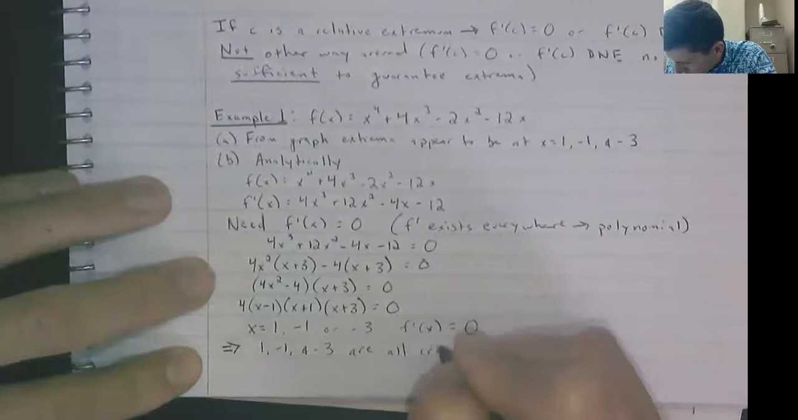Therefore, 1, -1, and -3 are all critical numbers.